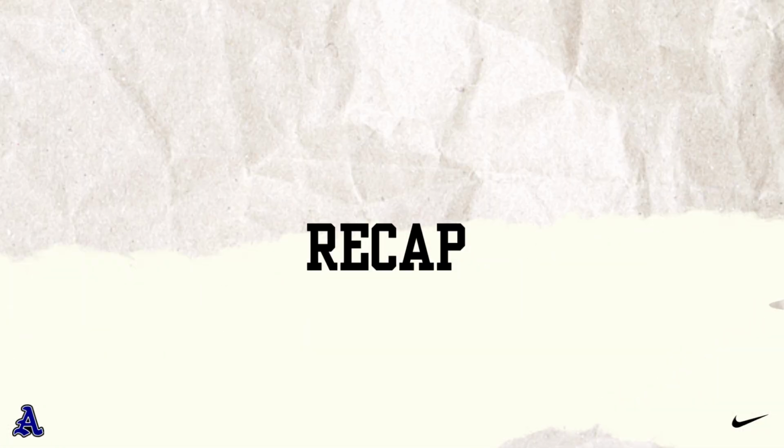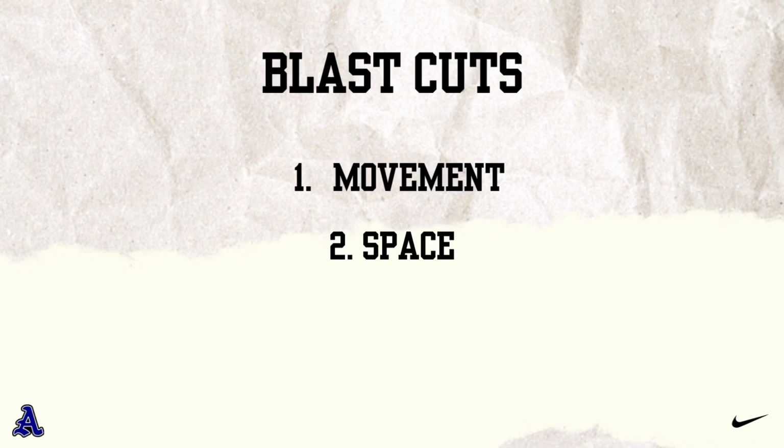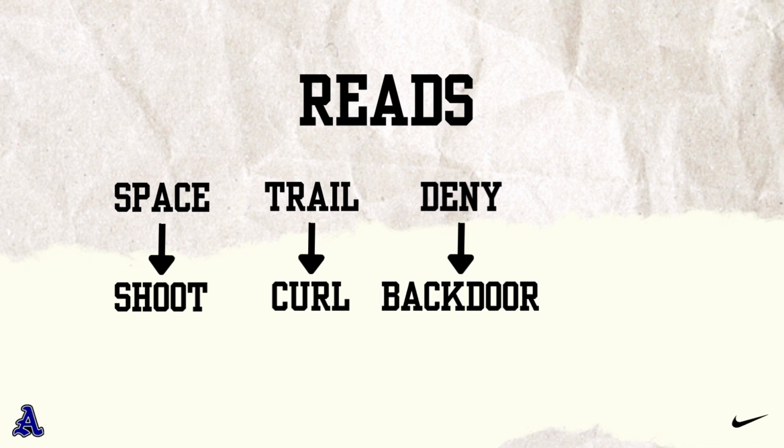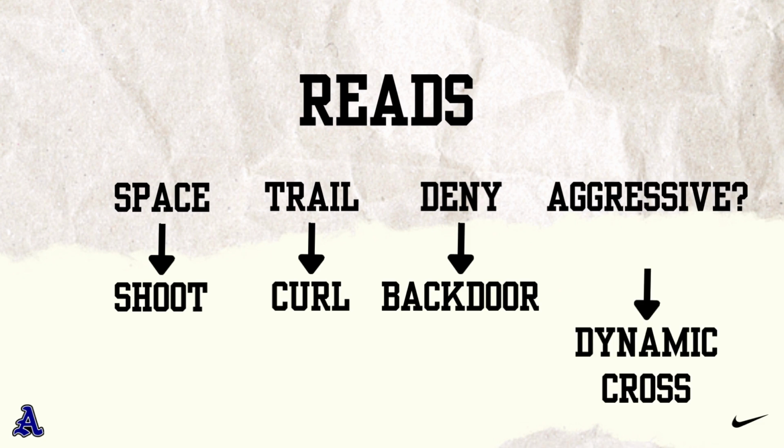Now let's recap. Blast cuts create movement in space. Your read depends on the defender: shoot if they sag, curl if they trail, backdoor if they deny, and make a dynamic cross if you already have the ball and the defense is over-aggressive. This is a foundational concept in any system, and every great possession starts with recognizing space and making the right read.